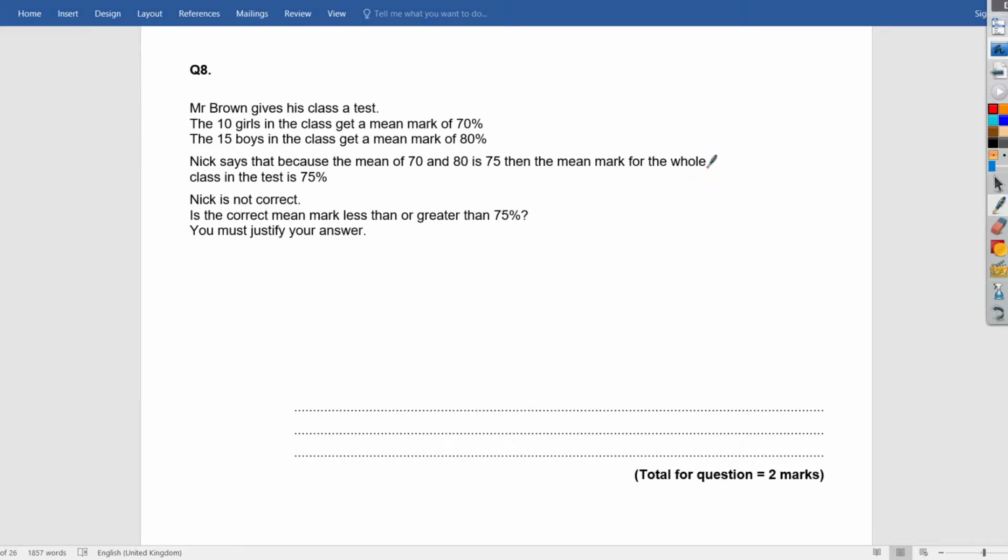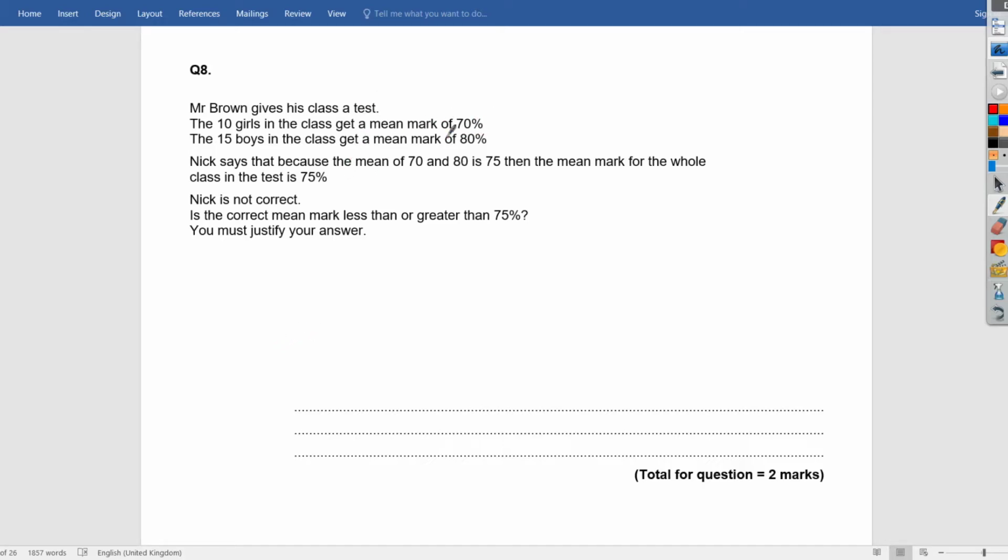Let's have a quick read of this. Question 8. Mr. Brown gives his class a test. The 10 girls in the class get a mean score of 70%. The 15 boys in the class get a mean of 80%. Nick says because the mean of 70 and 80 is 75, the mean mark for the whole class in this test is 75%. Nick is not correct. Is the correct mean mark less than or greater than 75%? You must justify the answer.